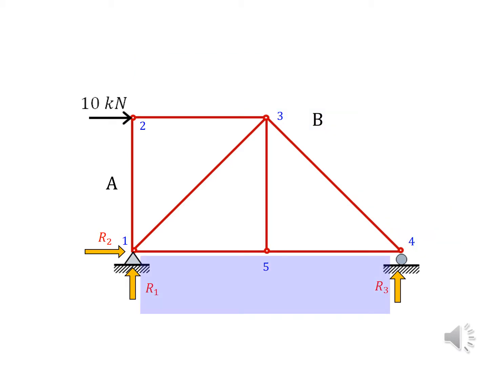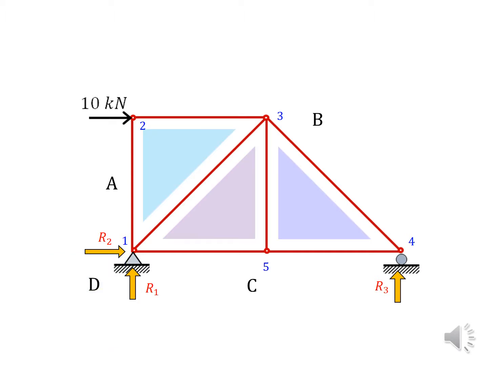Similarly, between R3 and R1, the space between those two forces, I'll mark as C. And between R1 and R2, I'll label as D. Finally, the spaces between the members, we can mark as E, F and G. So that's how you label your truss following the Bow's notation.